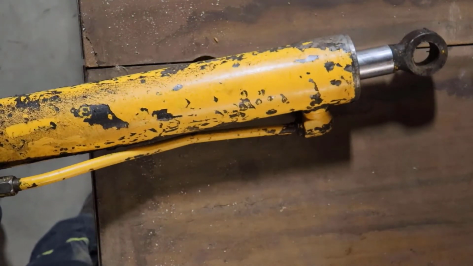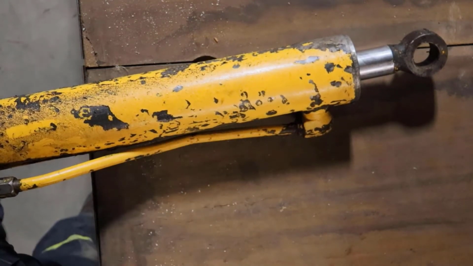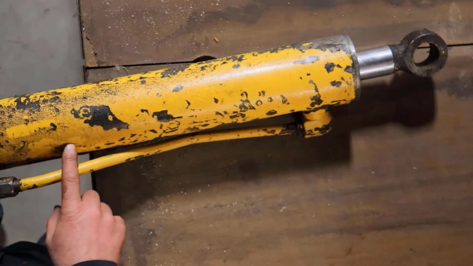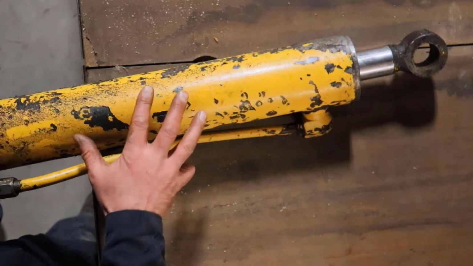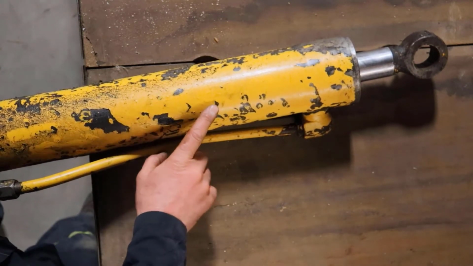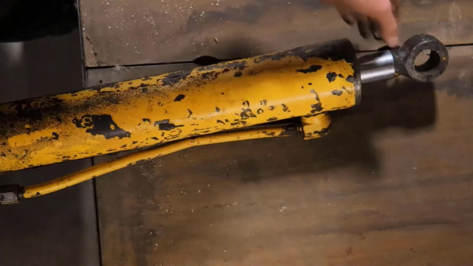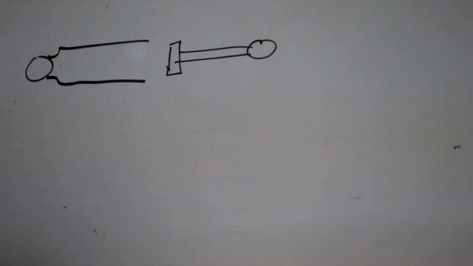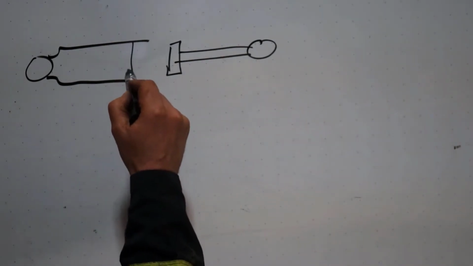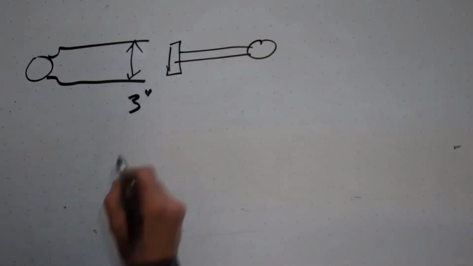Okay, so there's my cylinder. It's the right color and it's free, so I kind of want to use it. So now, to figure out how much force this cylinder can put out and see if it's going to work for me, I need to take it apart and measure the size of the piston. So I'm going to head off and do that. Okay, so I went and took the cylinder apart and I measured the diameter of the piston right in there, and it is 3 inches right on the money.